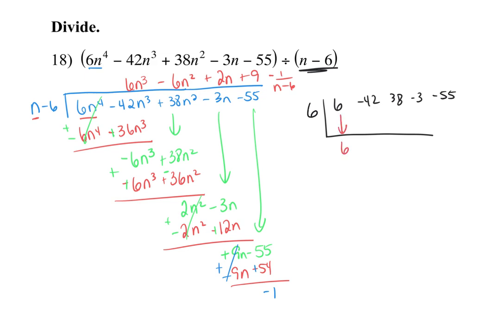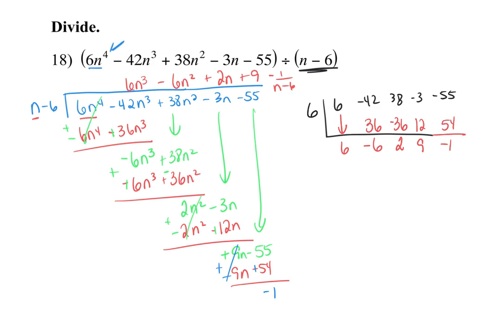6 plus 0 is 6. 6 times 6 is 36. Negative 42 and positive 36 are negative 6. 6 times negative 6 is negative 36. 38 and negative 36 are 2. 6 times 2 is 12. Negative 3 and 12 are 9. 6 times 9 is 54. Negative 1.